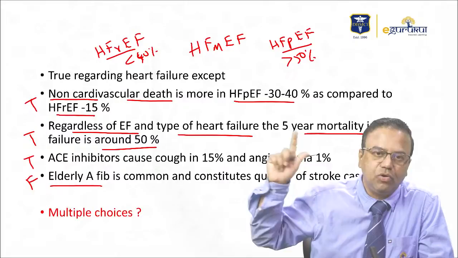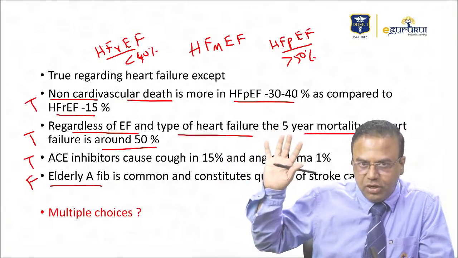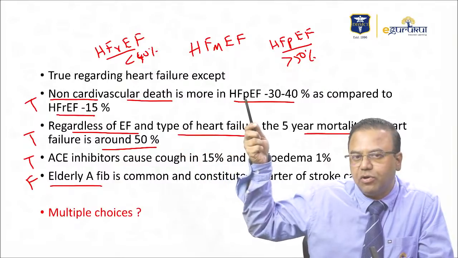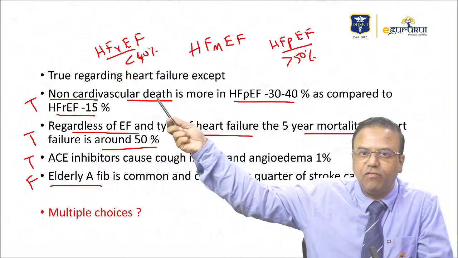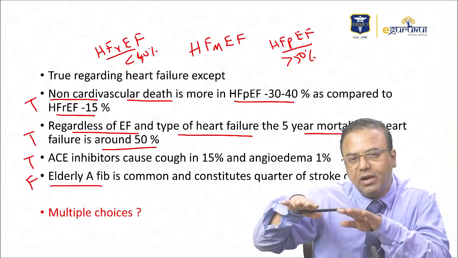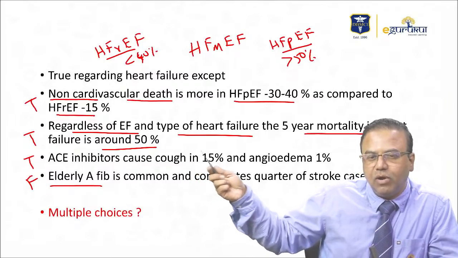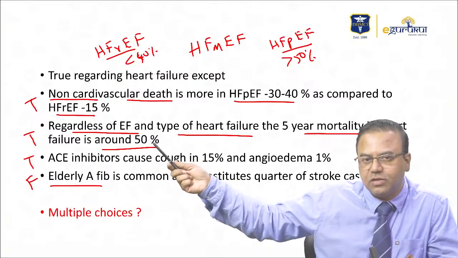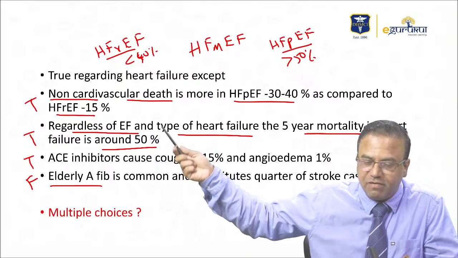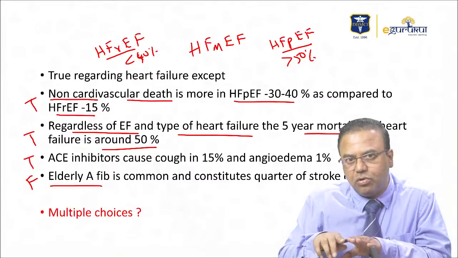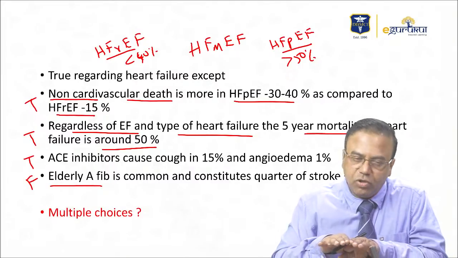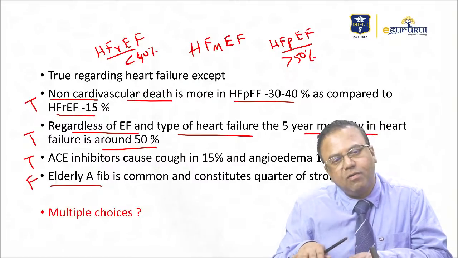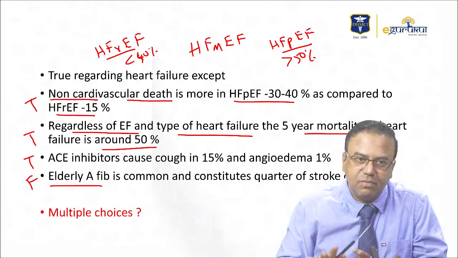That's what they are testing in the exam. You don't have to remember all these values. You need to understand that what we thought earlier, that preserved is better than reduced, is not true, because in preserved, if they don't die of cardiac causes, they die of non-cardiac causes. So ultimately the mortality balances. I told you this idea already, that it will be 50% in 5 years. That's a true statement. You did not need to remember the values, but the concept you should know: preserved and reduced both will have very similar mortality. One may have more cardiac, one may have more non-cardiac, but ultimately the outcome is similar in both.